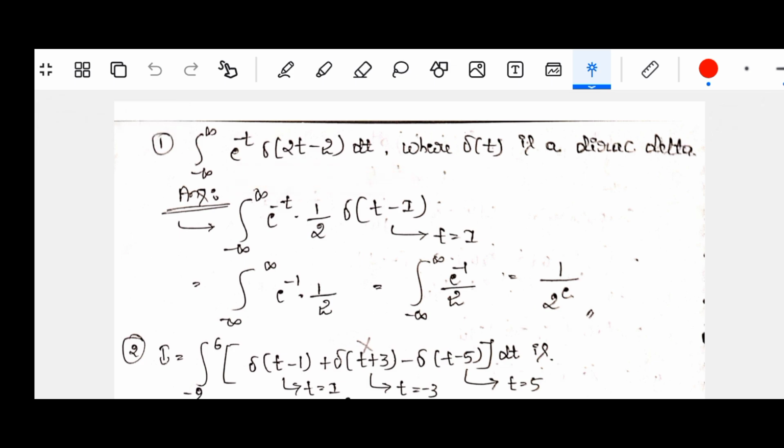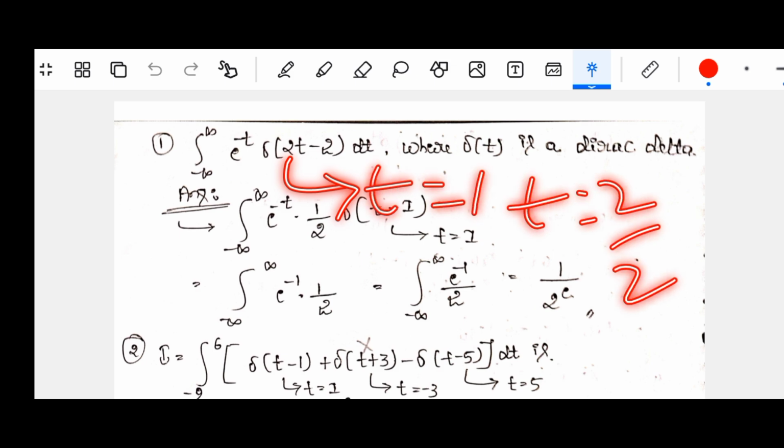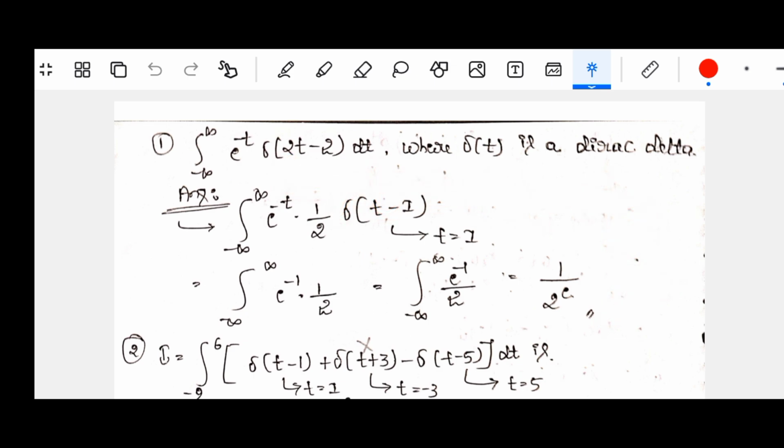Integration from minus infinity to plus infinity of e to the power of minus t, delta of 2t minus 2, dt, where delta t is a Dirac delta. So find out the location. 2t minus 2 equals 0, so t is equal to 2 by 2, which is 1. Therefore the location will be t is equal to 1.